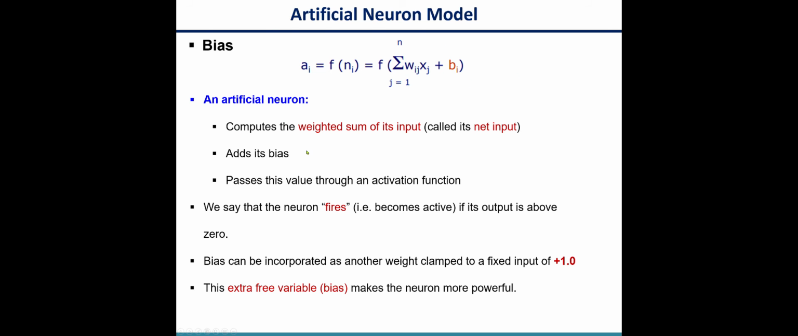So the artificial neuron computes a weighted sum of its inputs, called the network input, adds its bias, and passes this value through the activation function. We say that the neuron fires and becomes active if its output is above 0. Biases can be incorporated as another weight clamped to a fixed input of +1, an extra free variable that makes the neuron more powerful.